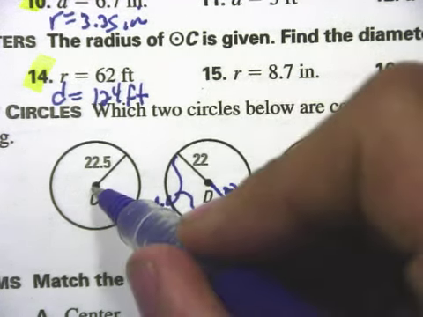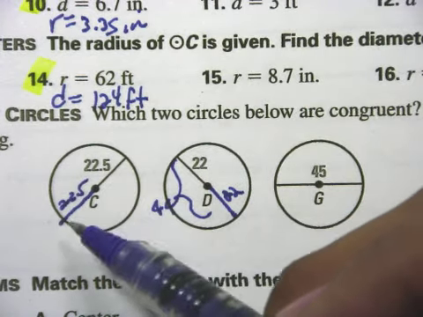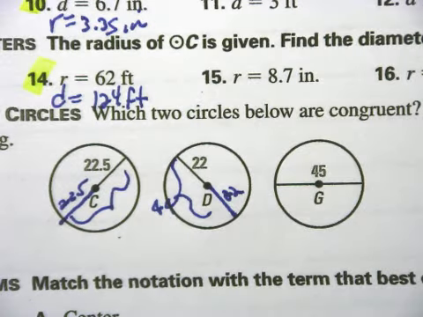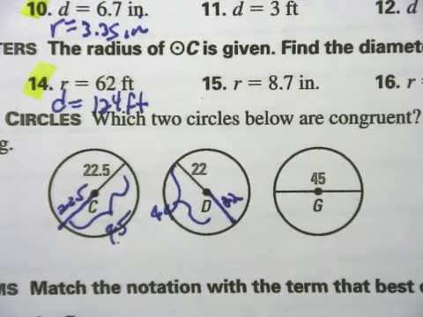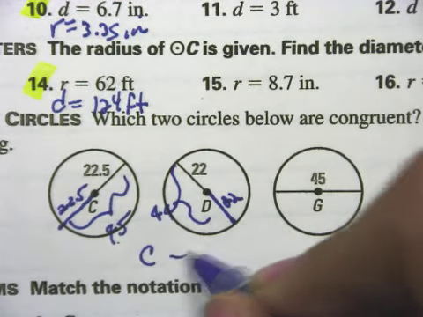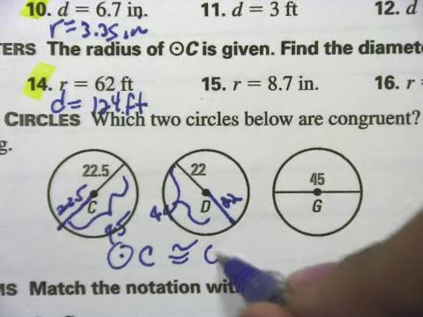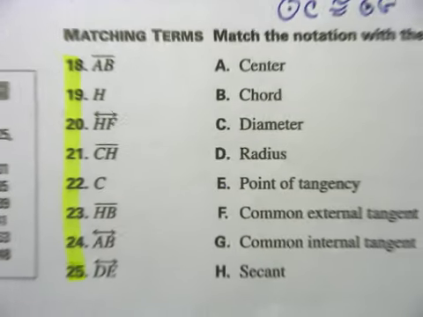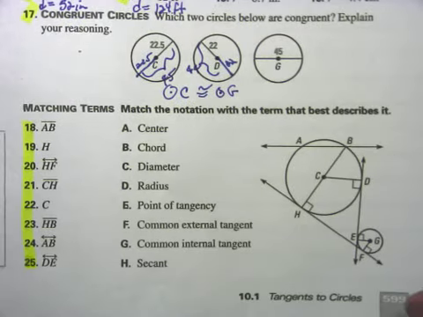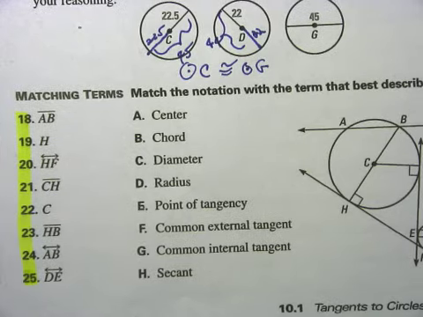The radius of this circle is 22.5. If I extend the radius the other way and make a diameter, then I can see here the diameter of circle C, 22.5 plus 22.5, is going to give me 45, which means that circle C is congruent to circle G. Let's match up the corresponding parts in circle C.